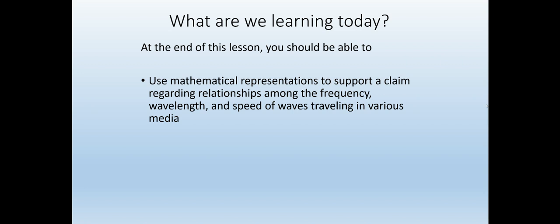All right, so now that we have looked at the properties of waves and waves in general, we want to look at this in terms of how we can describe the velocity of a wave. So we're going to use some mathematical representations, and we're going to look at how the frequency and the wavelength and the speed of the waves are all related to each other.